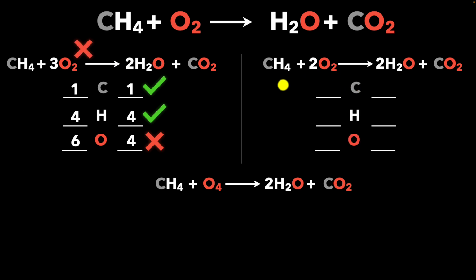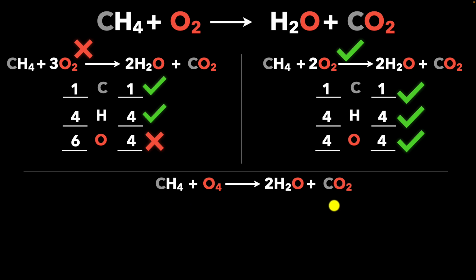Start with carbon again. We see 1 on the left. And we also see 1 on the right. This is good. What about hydrogen? We see 4 on the left. And we see 2 times 2, 4 on the right. So this is again good. What about oxygen? We see 2 times 2, 4 on the left. And we see on the right, 2 times 1 is 2. And 1 times 2 is 2. 2 plus 2 is 4. This is the one. Yes, got it right. So this equation is indeed balanced.